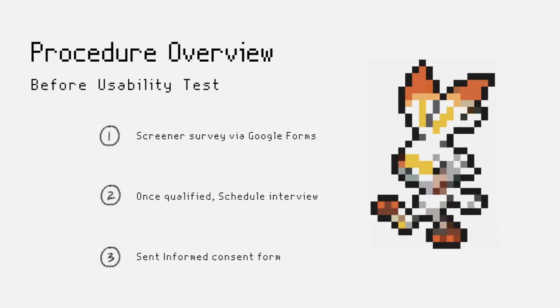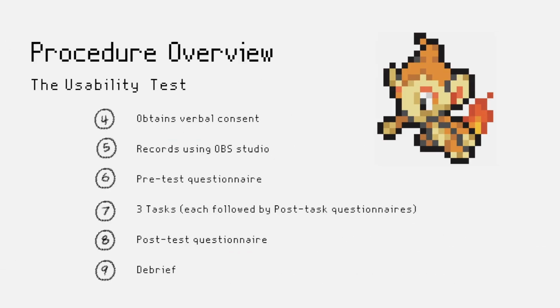Prior to the usability test, the participants were required to complete a short screener survey on Google Forms. If qualified to participate, I reached out through their indicated preferred form of contact and scheduled an interview. Before the scheduled time, I sent a copy of the informed consent form for them to review at their own pace. During the usability test call on Discord, I obtained verbal consent before and after starting the audio and screen recording using OBS Studio. I read aloud the pretest questions to gain an understanding about their background and prior experiences.